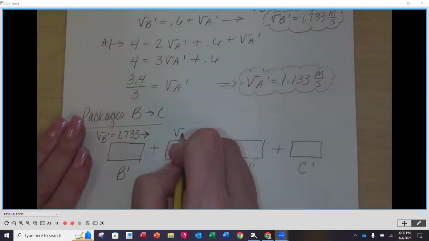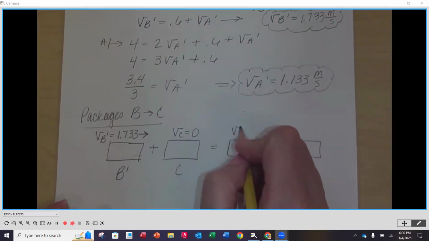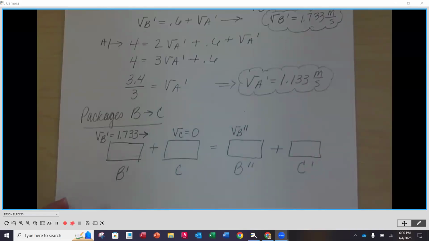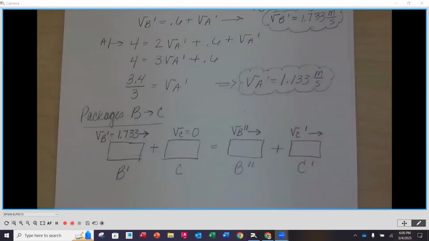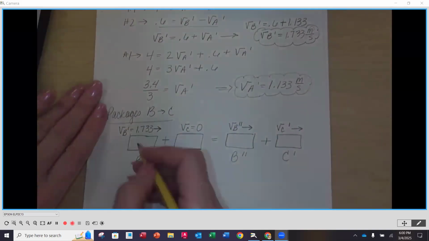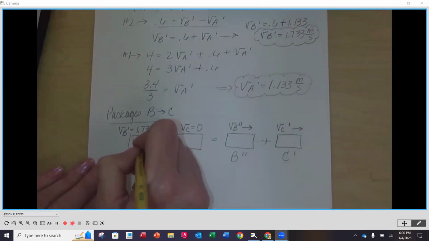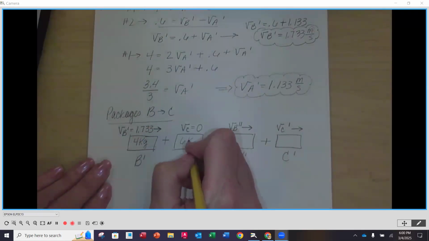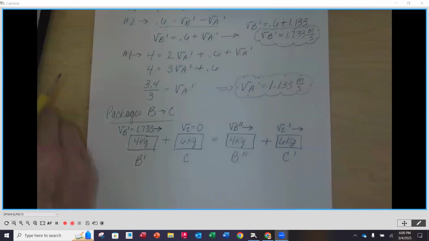We do know that velocity C is equal to 0. Then as we go to the other side, we're going to have a velocity B prime prime that we'll have to calculate, and we're going to assume, again, going to the right. Velocity C prime is probably going to end up going to the right too, but we'll confirm that. So let's put in our values for our mass. B is 4 kilograms and C is 6 kilograms, and those two numbers stay the same on both sides of the collision.